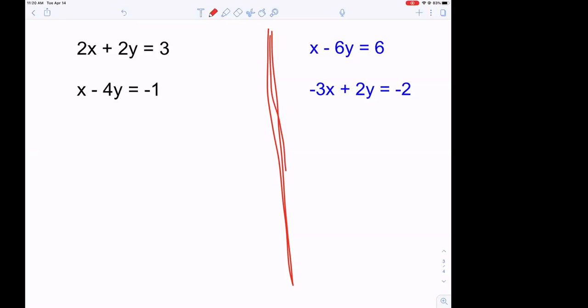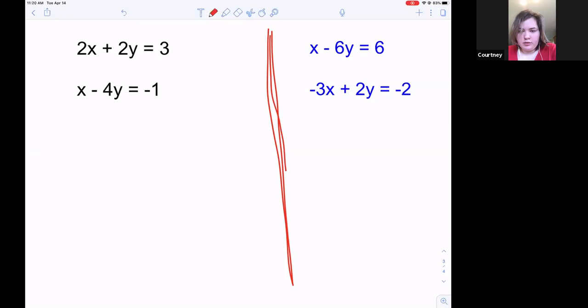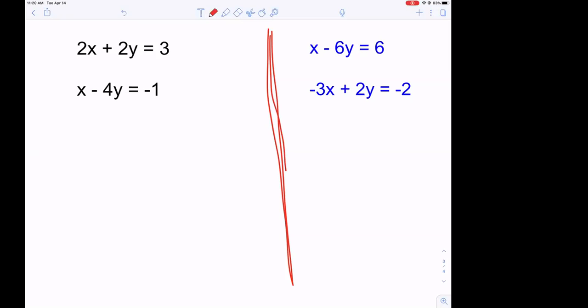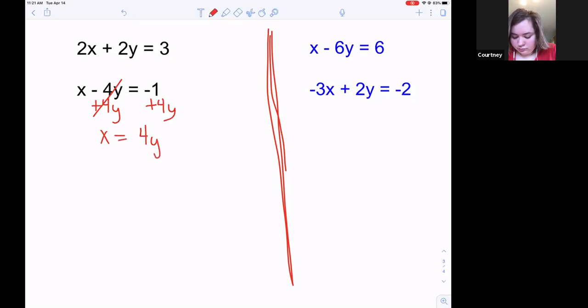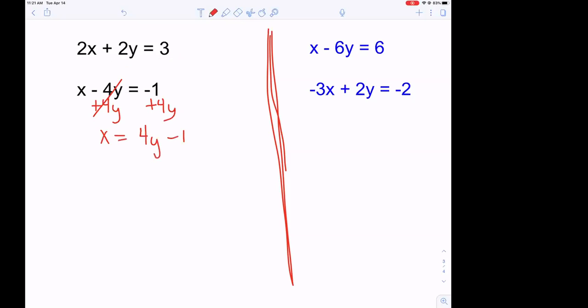Anybody want to give me a first step that you would do? Get one of them to have the variable by itself. Yeah, any idea which variable would be the easiest to get by itself? X, I think, on the second one. The top one you can do, but be careful because you'd have decimals eventually. If you subtracted 2y, you'd have to divide everything by that 2, and that's kind of gross. So I really like this one because that's by itself. So we're going to add 4y, and then boom, the x is already by itself. So 4y minus 1, or you could have negative 1 plus 4y. Either way works.